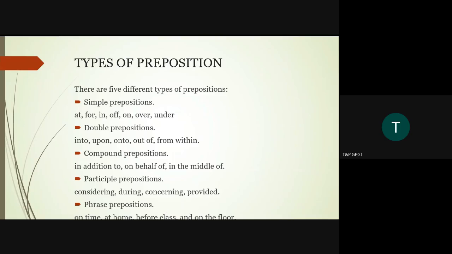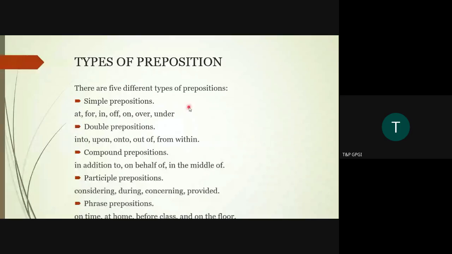Okay. So simple preposition, what is it? It's very simple. The simple words like at, for, in, off, on, over, or under. Okay, so these are a few examples of simple prepositions. Whereas double preposition covers into, onto, upon, out of, or from within. Okay, so you can see the difference between simple and double prepositions.